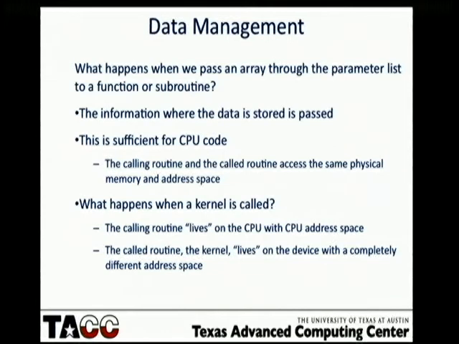So what happens when we pass an array through a parameter list? On a CPU, it's usually stored on your stack, in the CPU user space. Well, with a kernel, it's a completely different user space. So even when you launch a kernel, your parameters have to be transferred over. This is why we often say if you have a lot of parameters, just put them in a constant and transfer them all at once, as opposed to transferring lots of things often.